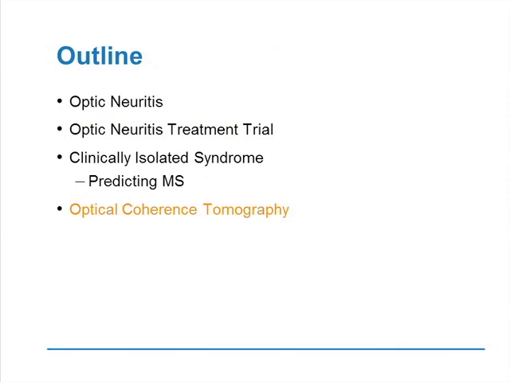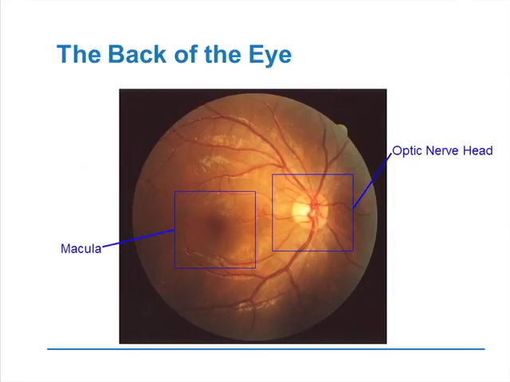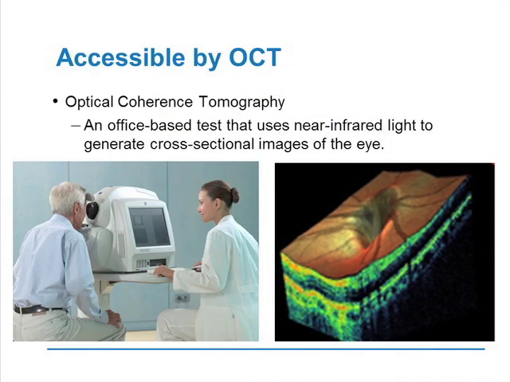Moving on, I'd like to spend the last bit of time that we have together introducing you to a technology called Optical Coherence Tomography, or OCT, a test which is making its way into the MS field to investigate the visual system. We all know, as neurologists, we look into the back of the eye, and we look at 2 areas in particular. 1, the optic nerve head, and 2, the macula. These areas are both accessible by OCT.